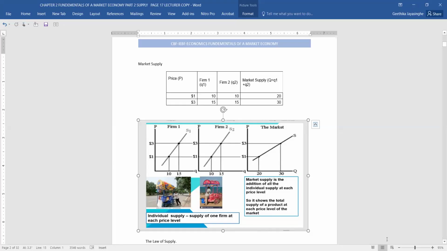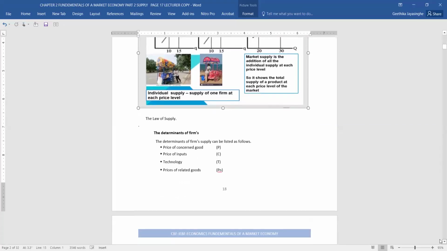If I'm too fast, tell me. This has to be written on page number 17. Right? Then I go further. I hope it is time. Okay, it's about the law of supply.